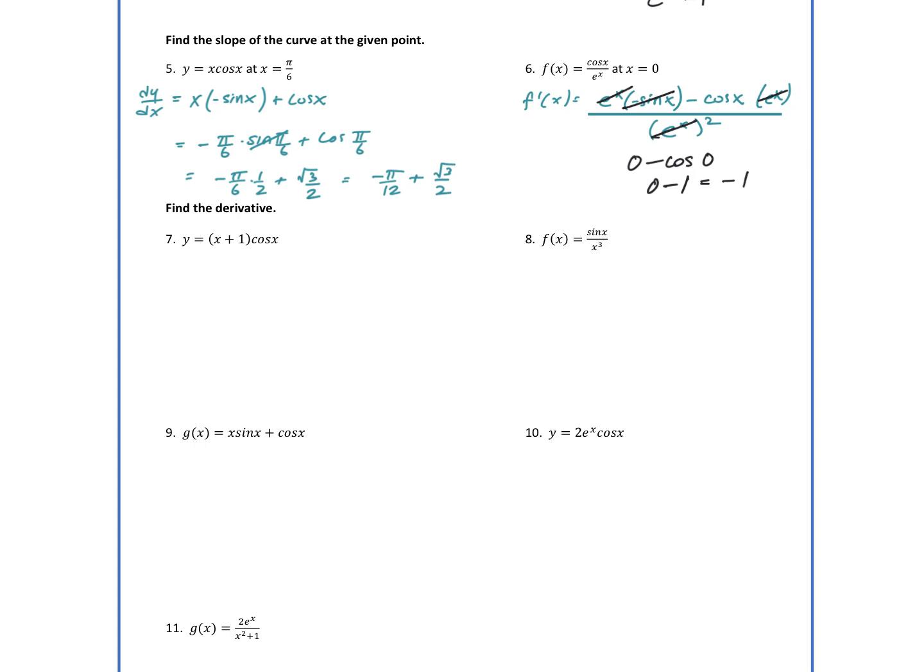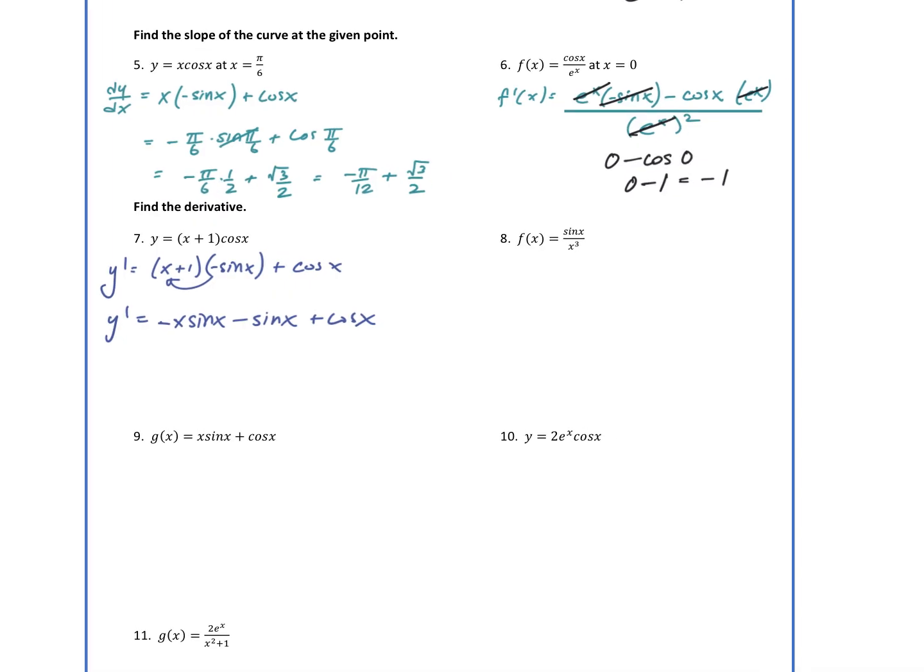Number 7, product rule. We have the first times derivative of the second plus the second times derivative of the first. I don't think there's much you can do here. If you wanted to, I suppose you could simplify, or distribute, I should say, negative x sine of x minus sine of x plus cosine x. All I did was distribute this to that, and then that to the 1.